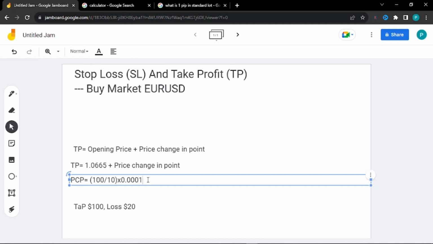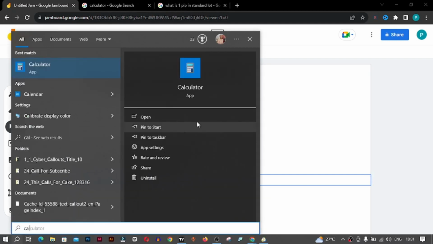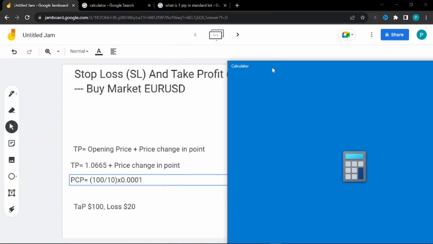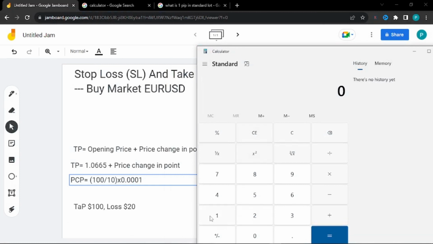So now let's see how much this actually equates to. If you take a look at this calculation carefully using a calculator, let me grab my calculator. Now here, let's put in the figures. 100 divided by 10, multiplied by 0.0001. This will give us 0.001. So now your price change in points here is actually 0.001.